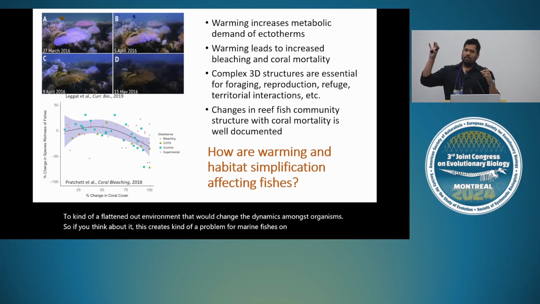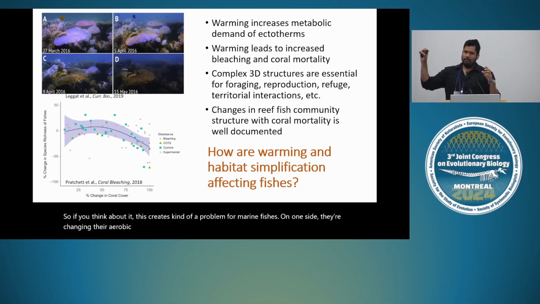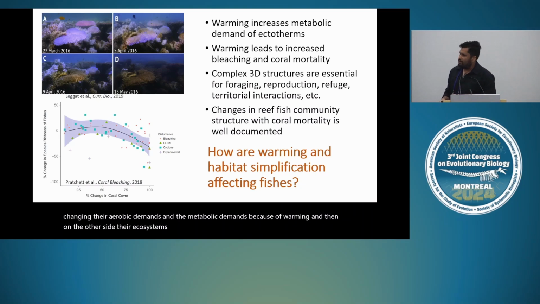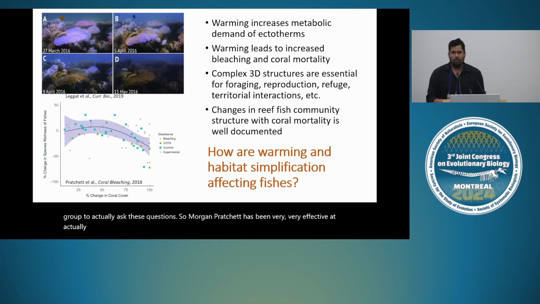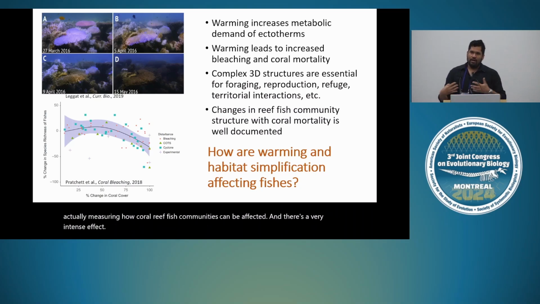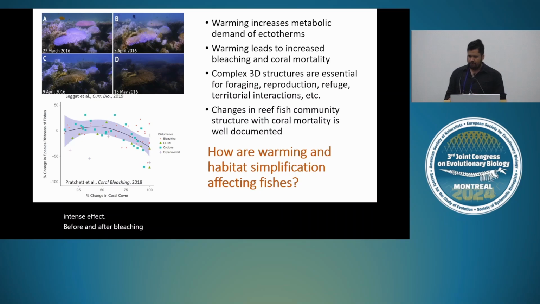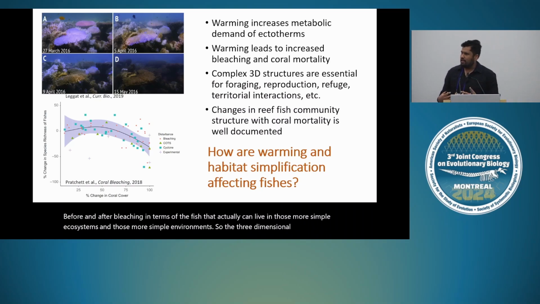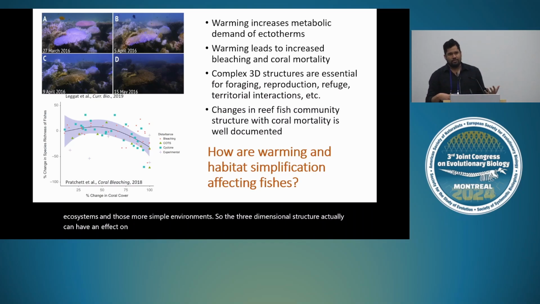On one side, they're changing their aerobic demands and the metabolic demands because of warming. And then on the other side, their ecosystems are becoming heavily affected. And we're not the first group to actually ask these questions. Morgan Pratchett has been very, very effective at actually measuring how coral reef fish communities can be affected. And there's a very intense effect before and after bleaching in terms of the fish that actually can live in those more simple ecosystems and those more simple environments. So the three-dimensional structure actually can have an effect on the presence and absence of fishes.